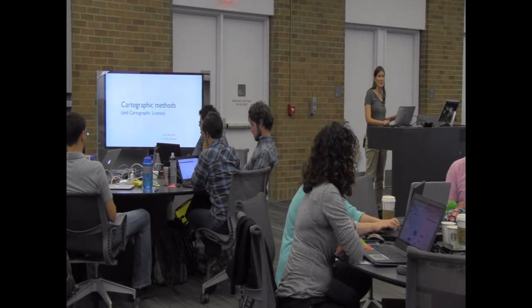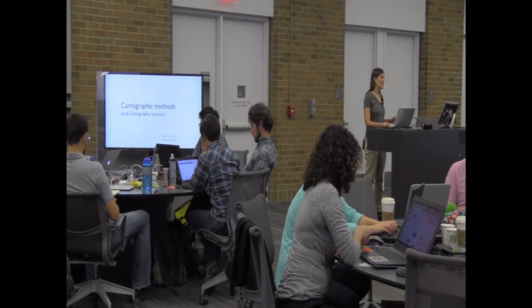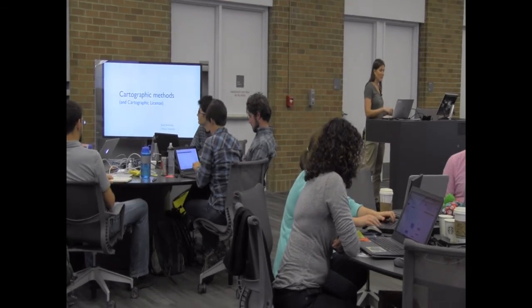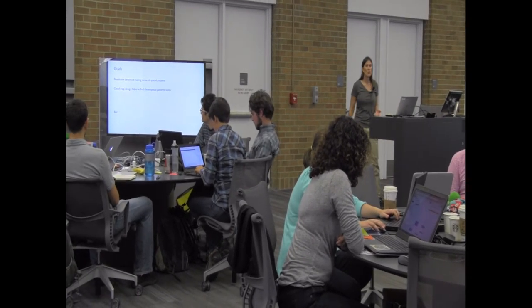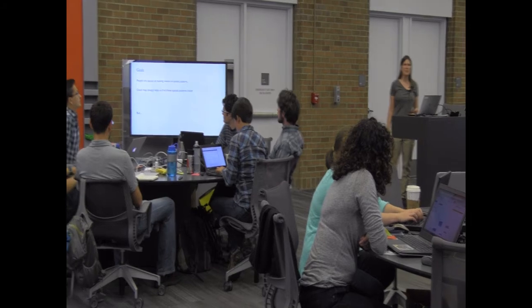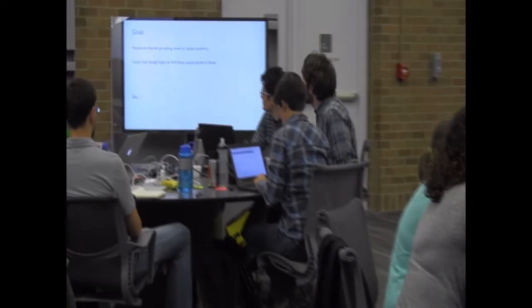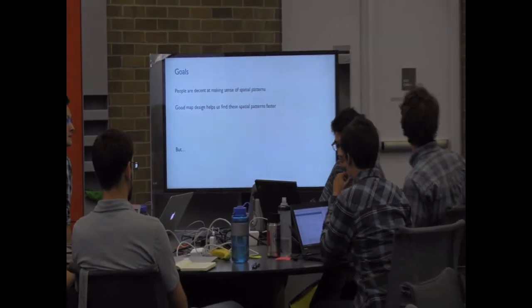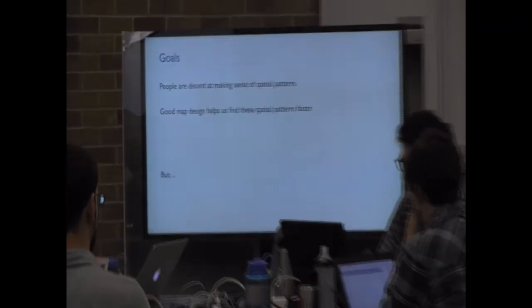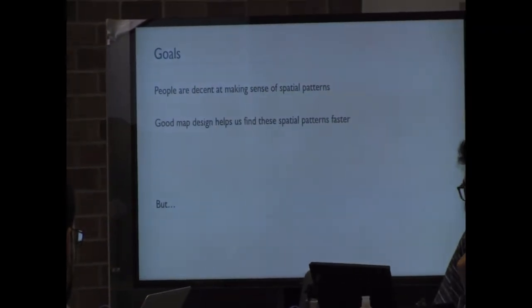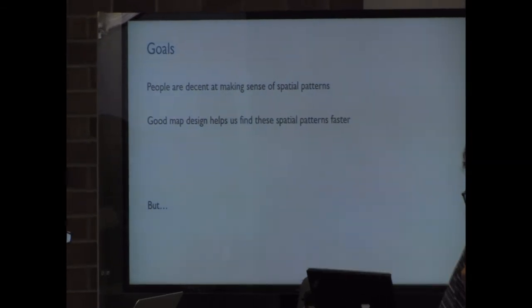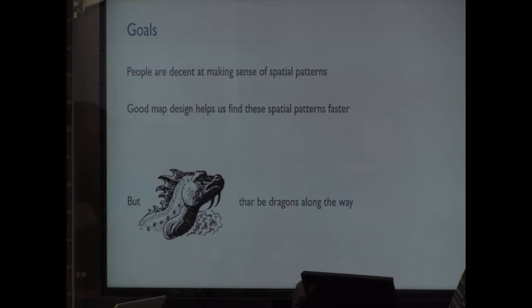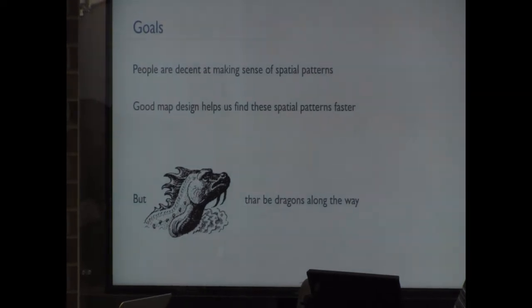I will give you the disclaimer that I primarily work with vector data, so I do not have brilliant thoughts on how to symbolize your rasters. My general goal when I talk about cartography is this idea that people are really good at making sense of spatial patterns, and if you design your map well, it's going to help people find those spatial patterns faster and more efficiently. They're going to feel more comfortable that they've gotten the right answer. But there are some problems that come up along the way, so I'm going to talk about those problems.